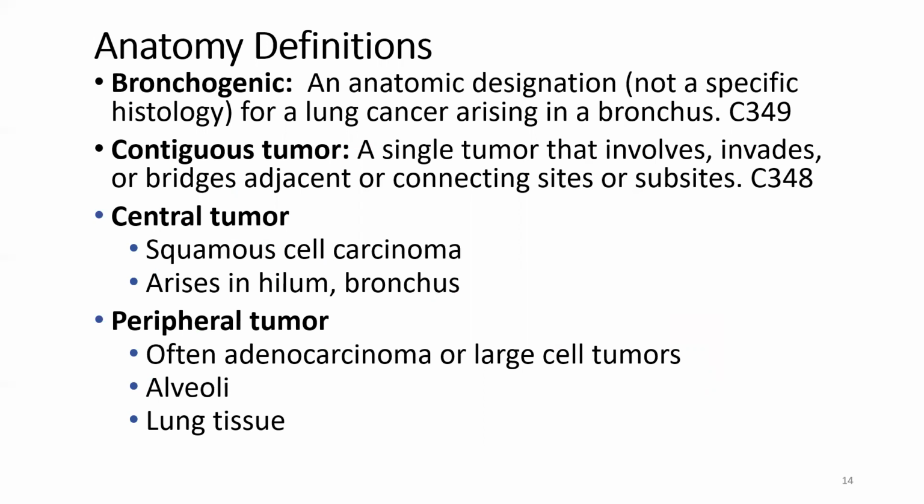If you have a central tumor, it is most likely going to be squamous cell carcinoma. Those arise in the hilum and the bronchus, whereas peripheral tumors, those farther out away from the main stem bronchus, are going to be adenocarcinoma or large cell tumors. These are often farther out in the lung tissue as opposed to being in the bronchus.